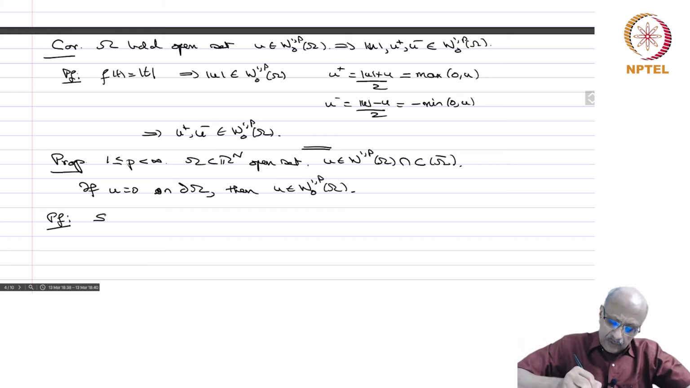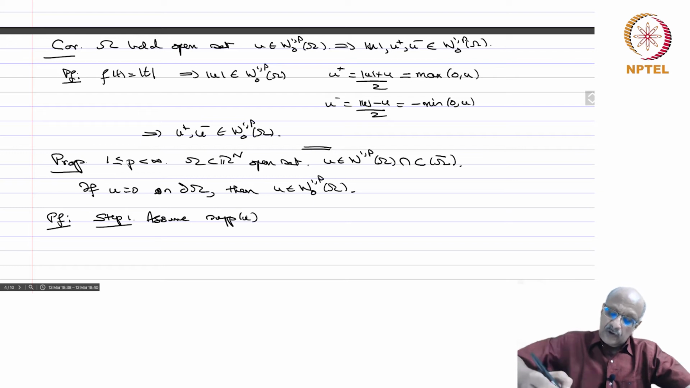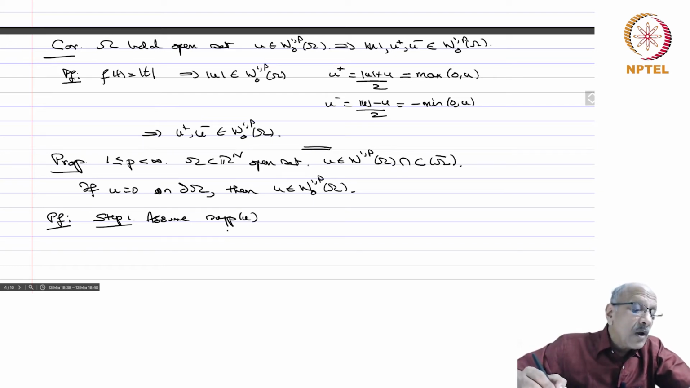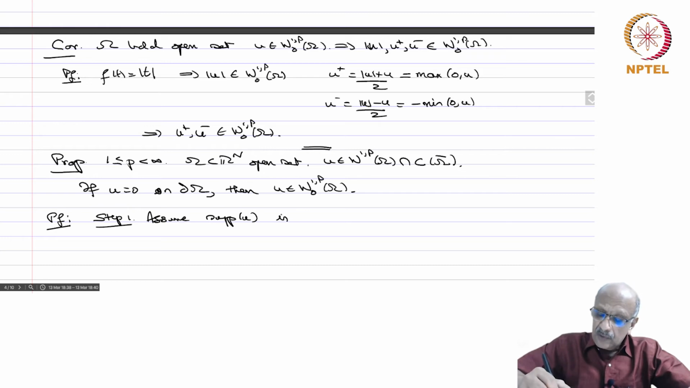So, proof. We will do it in two steps. In the first step you assume the support of u. Now, that is well defined because u is a continuous function, so I can define what the support is. Assume that the support of u is bounded in omega.